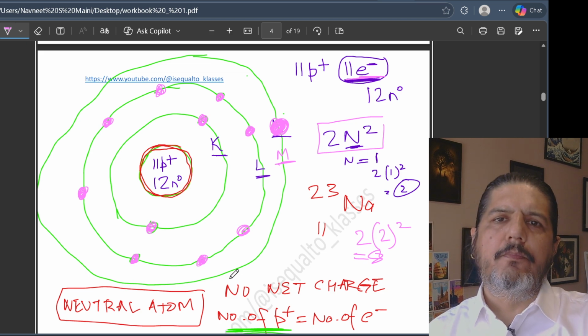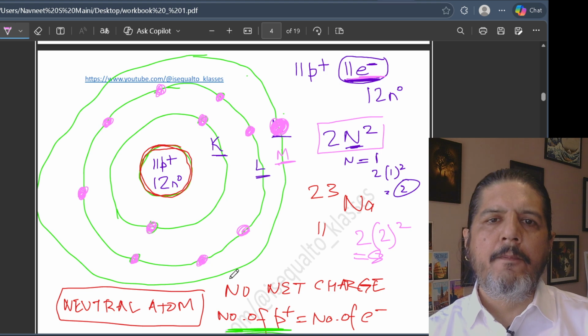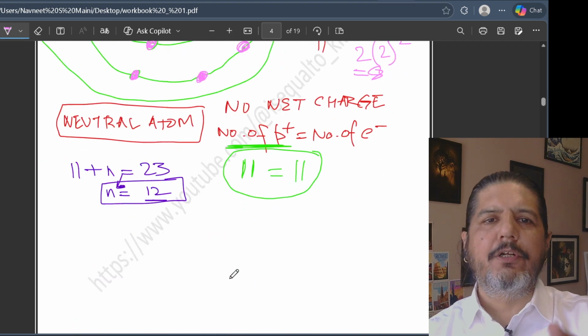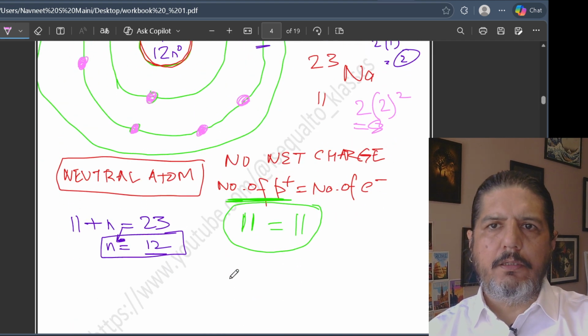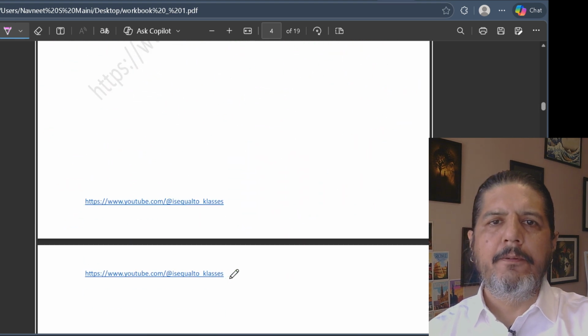Experimentally also, certain things that he had predicted came true. And we draw a simple diagram of sodium. We understood what is a neutral atom. We understood what is an electronic configuration. Now let me take another example.